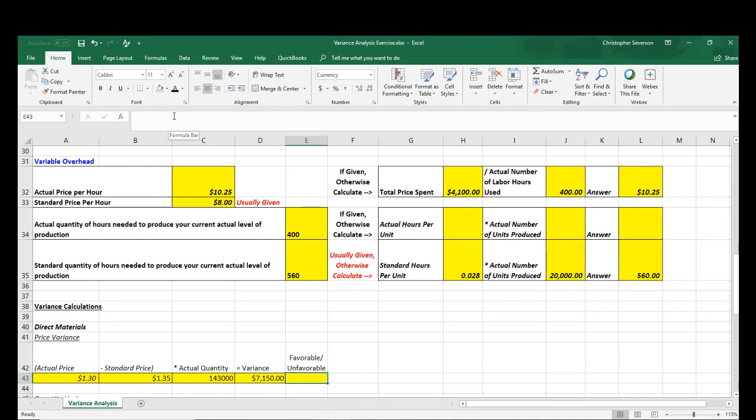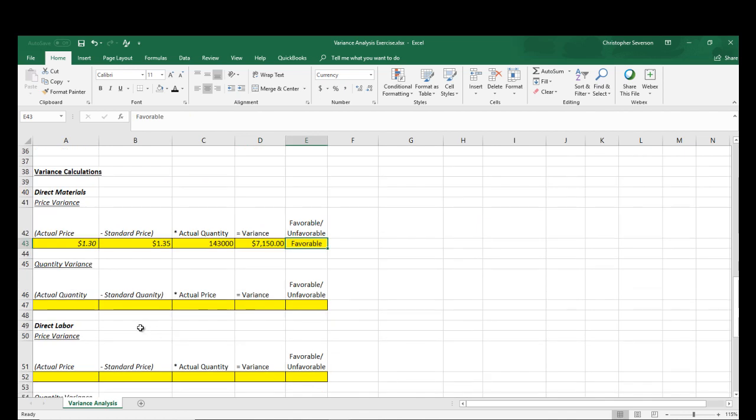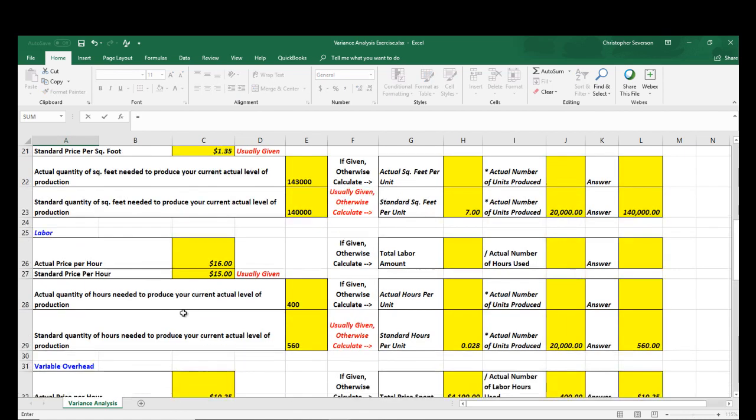But that doesn't tell us, in and of itself, whether it's favorable or unfavorable. We have to take a look at, if we're just dealing with cost, more cost is unfavorable. We spent more than expected, it's unfavorable. Remember, our standard price was $1.35, but we only spent $1.30. We spent less per unit of the materials, so it's favorable. So don't look at the positive or negative in this variance. Take a look at, is actual less than standard or vice versa, and use that to determine whether it's a favorable variance or not.